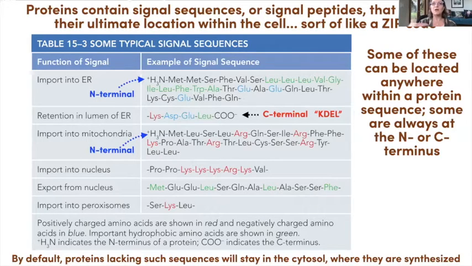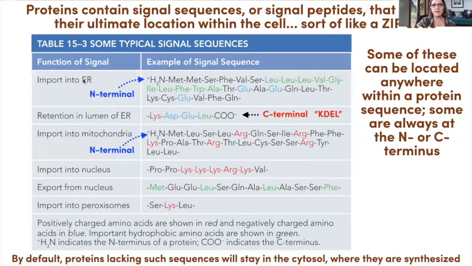But if it's going to go somewhere, that information is encoded within the protein sequence by one or more peptides that direct the cell to put it somewhere special. And please do not memorize these, but it is useful to recognize that some of these sequences are present at specific points on the protein.